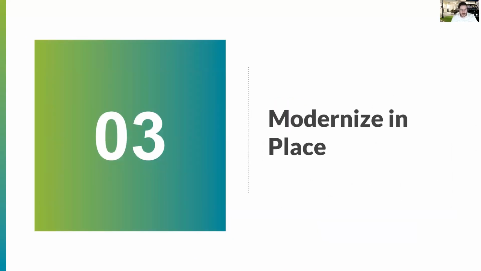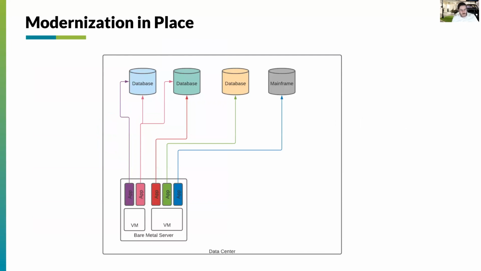So we talked about the new environment and what that looks like. So how do we get there? How do we modernize in place? I have a little sample application here that I want to walk through. Hope this is clear, but essentially, this is a very common environment.